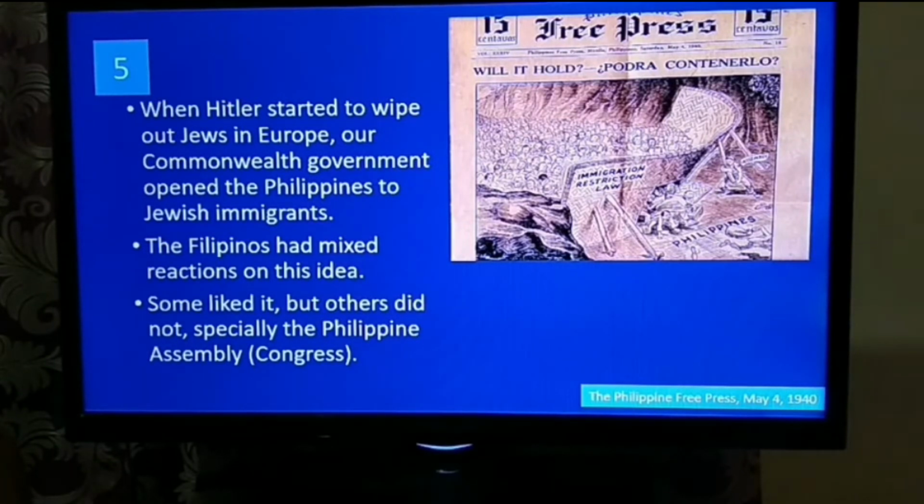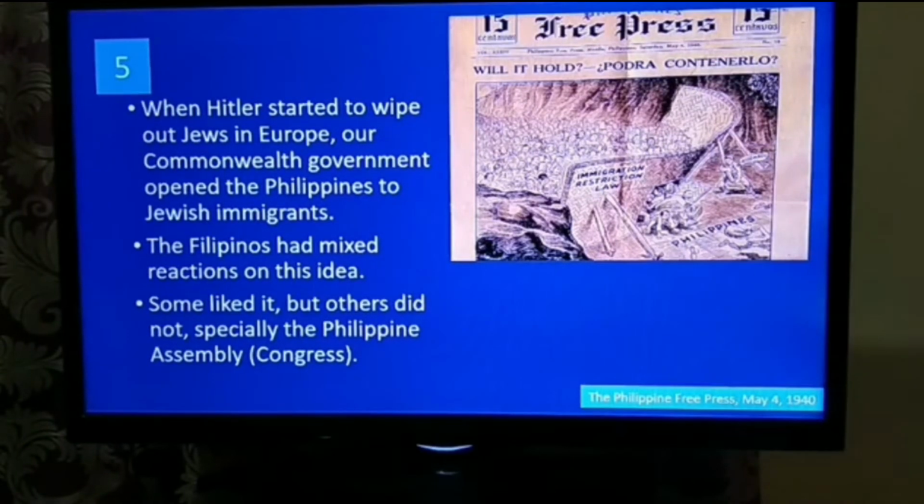Aguinaldo is saying, why let the Jews here and have their own land in the Philippines, and you would want to take care of them? But there are many poor Filipinos who don't have land and who need to be taken care of by the government. But you are prioritizing foreigners. That's what Aguinaldo said to Quezon. This is 1940, after he got defeated by Quezon in the election of 1935.